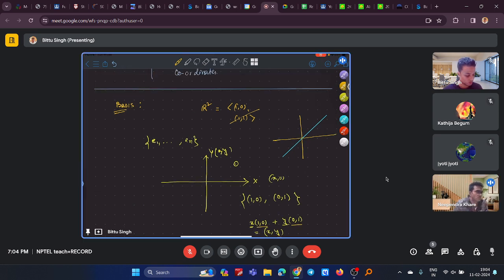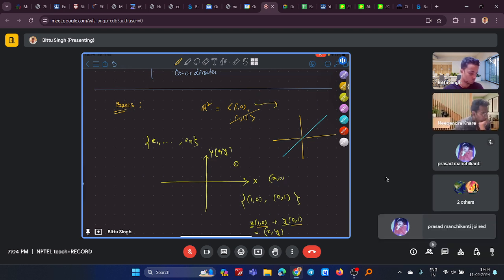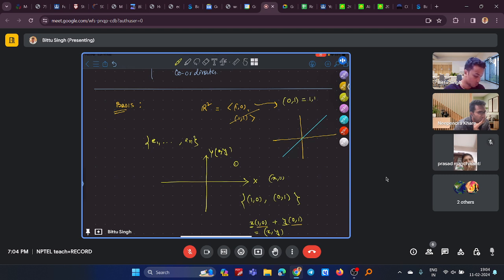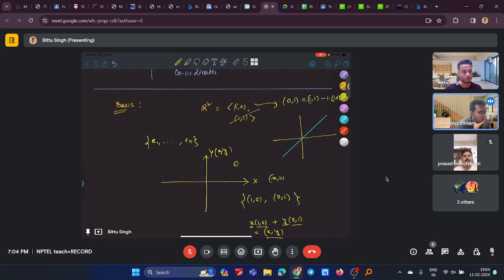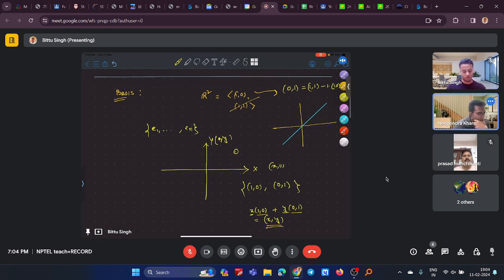For example, you are asking how can we generate this (0, 1)? Right. Take (1, 1) and subtract (1, 0). Now this gives (0, 1). Understood. Now I think I got the point. Yes, so that generation was what I was missing. Understood now. Thank you. Okay, thanks.